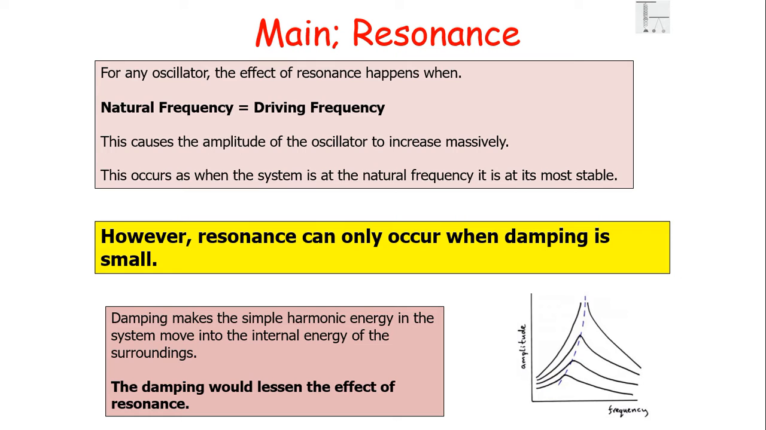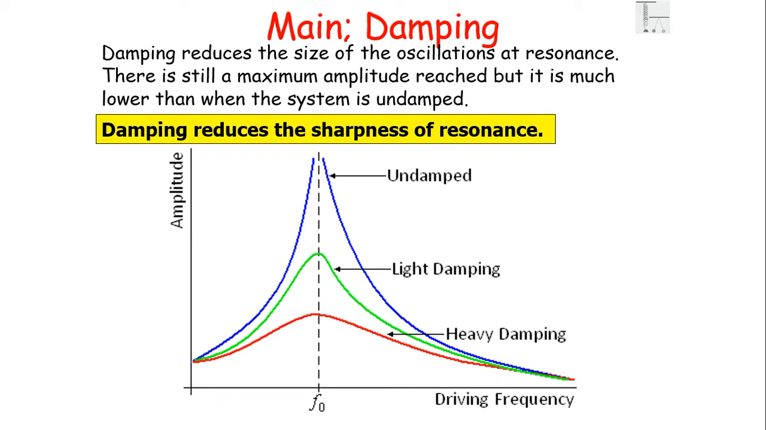Now, resonance can only really occur when damping is small, because damping makes the simple harmonic system's energy move into the internal energy store of the surroundings. So damping lessens the effect of resonance. Now, damping reduces the size of oscillations at resonance. It reduces the amplitude. There's still a maximum amplitude reached, but it's much lower than when the system is undamped.